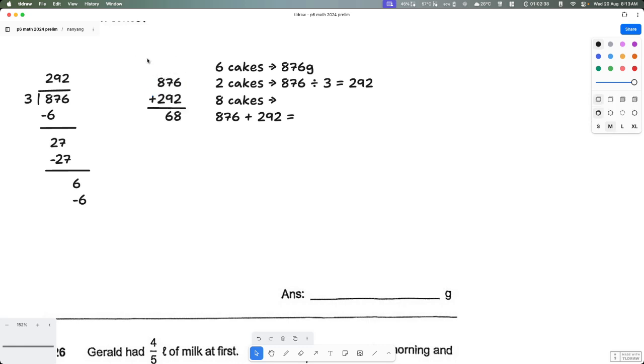16. Put 1 here. And then 8 plus 2 is 10 and 11. So it's 1168. There you go. That's the answer. 1168.